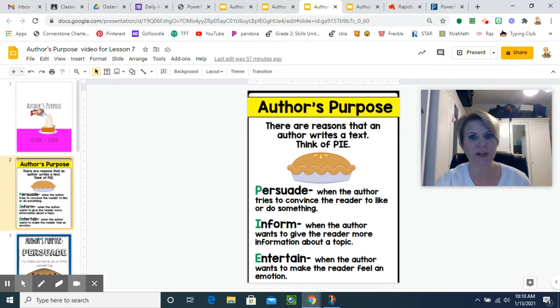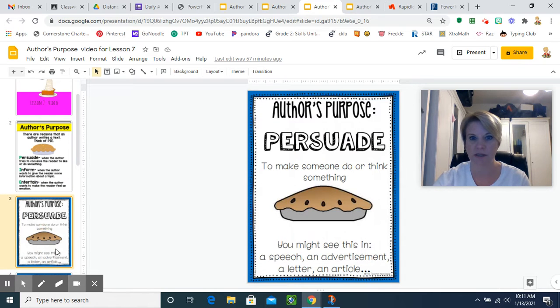So remember, author's purpose is easy as pie, and there is one way that we can remember what the author's purpose is. And that way has three different parts to it. So we have pie, which is P for persuade, I for inform, and E for entertain. So let's look at each of those different parts.